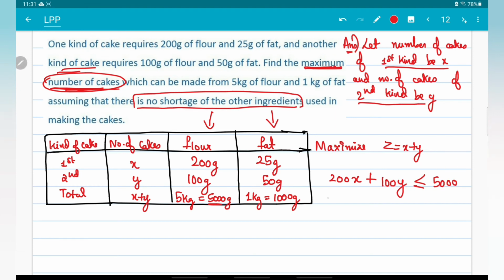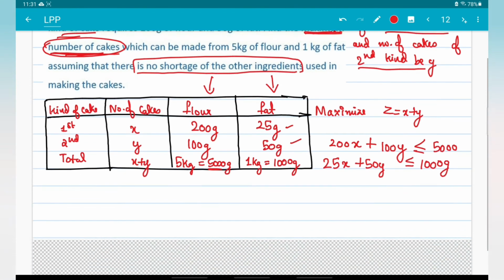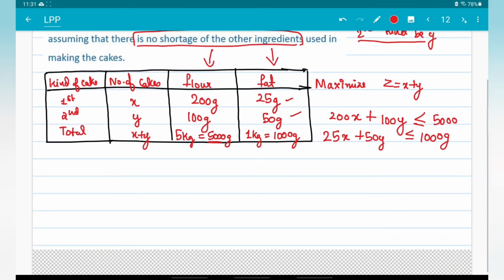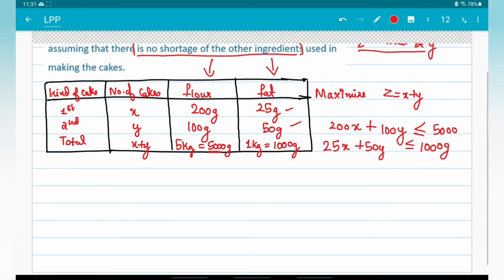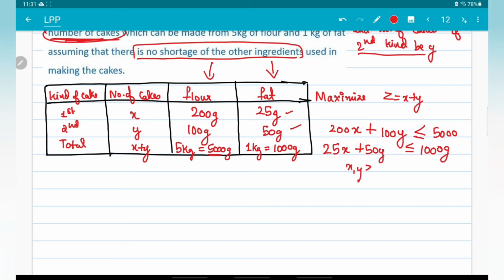Similarly, we are going to write our second constraint, that is 25x plus 50y. This will also be less than or equal to 1000, because our total requirement for fat will either be equal to those 1000, or it will be less than that total amount of 1000 of fat which is present to us, because there can be no shortage of ingredients. So we got here our two constraints, and the final one, that is x comma y is greater than or equal to 0, like how we used to write in our previous sums.